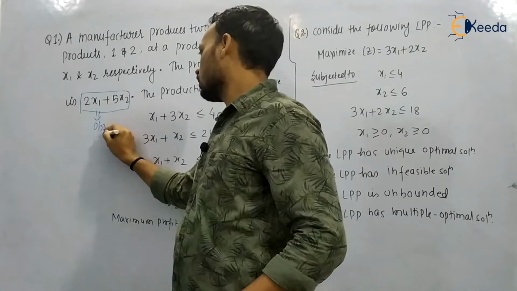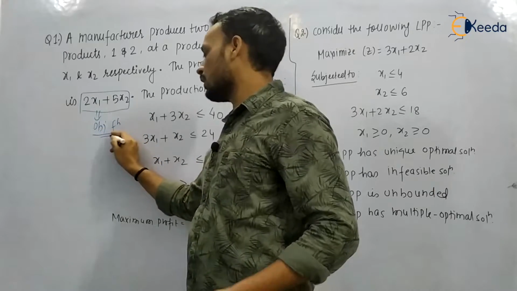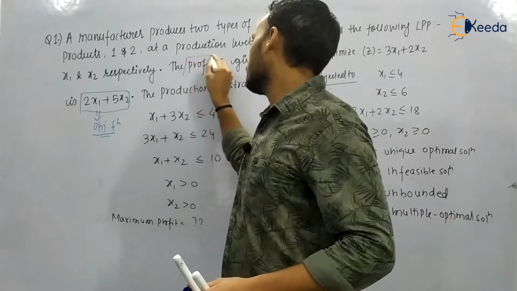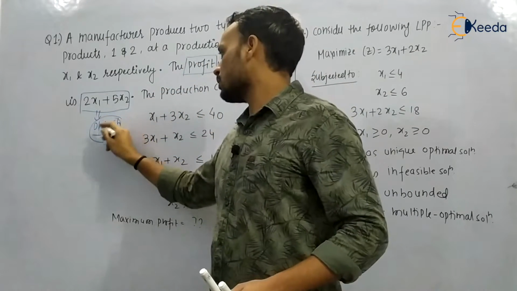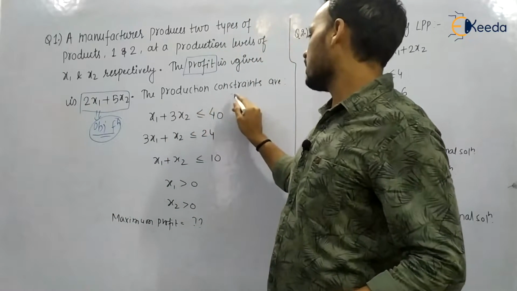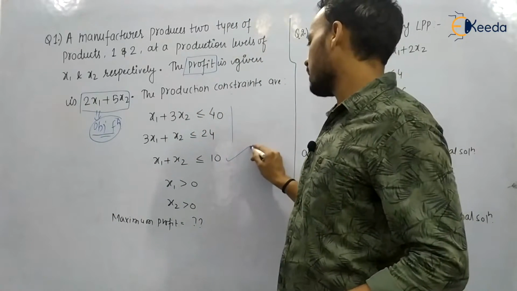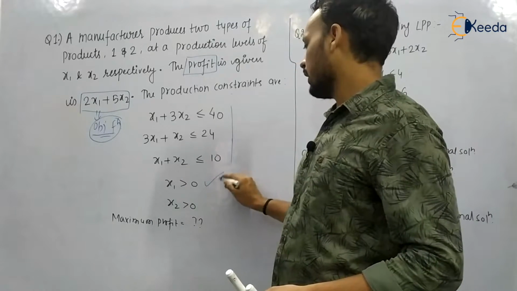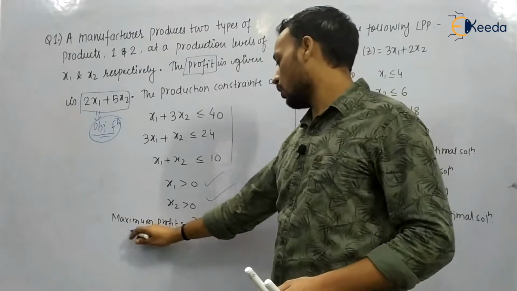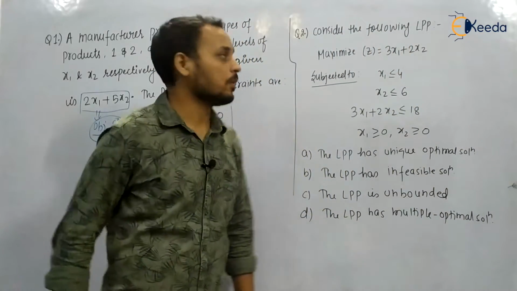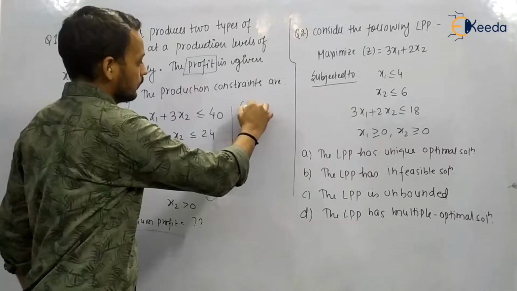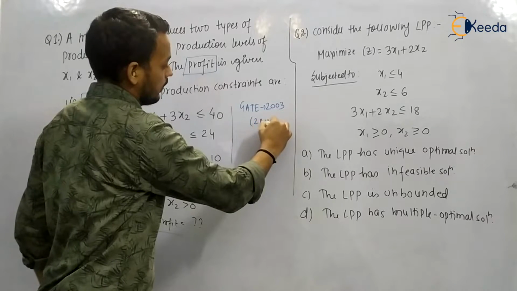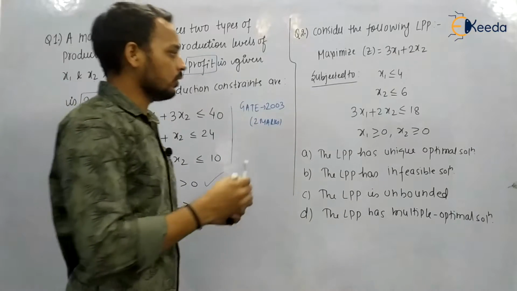So it is our objective function. You can see, why? Because the objective function is either of maximization type or minimization type. Since this is a profit, the objective function must be of maximization type, and the production constraints are given. You can see the decision variables are of non-negativity type, and the production constraints are 3. They are asking about the profit, and profit means maximum. It is a GATE 2003, 2 marks question.